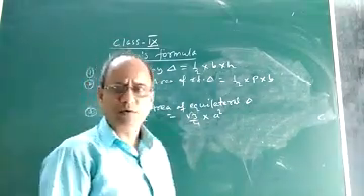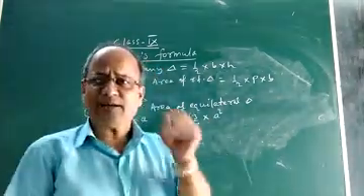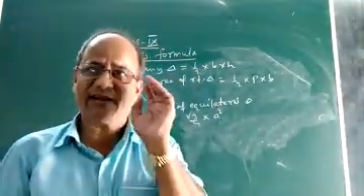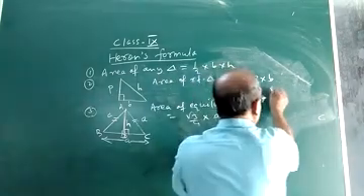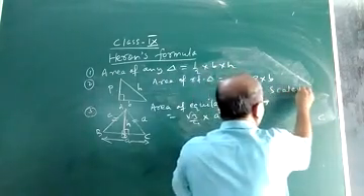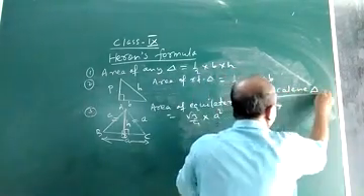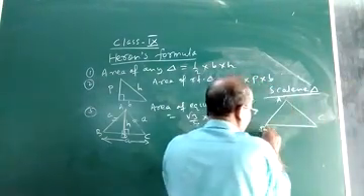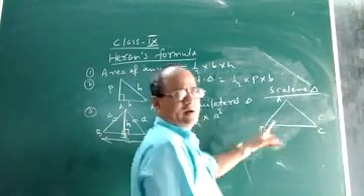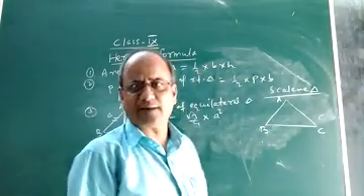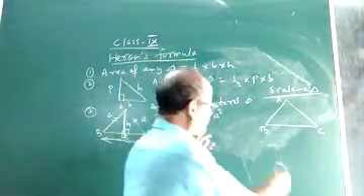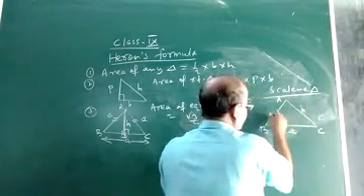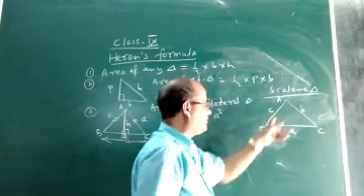Okay. Now, Heron's formula deals particularly with how to find the area of a scalene triangle. Children, I hope you know what a scalene triangle is. You see, suppose ABC is a triangle. Now it is a scalene triangle under what condition? If the sides are of different lengths. Suppose the length of this side is A, the length of this side is small b, and the length of this side AB is small c.